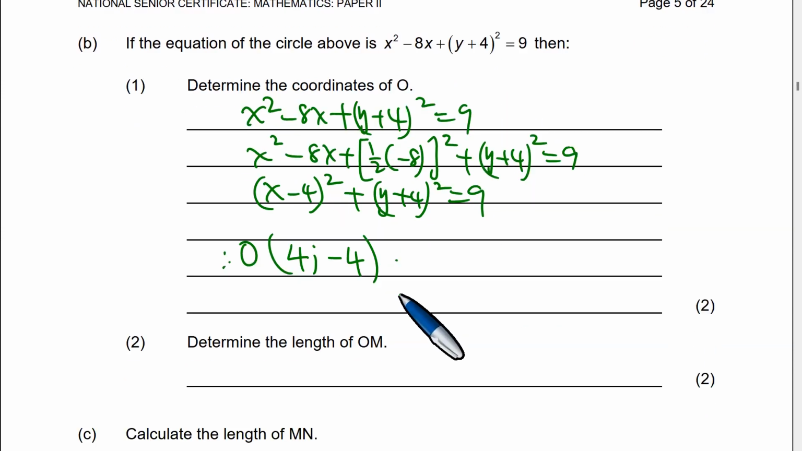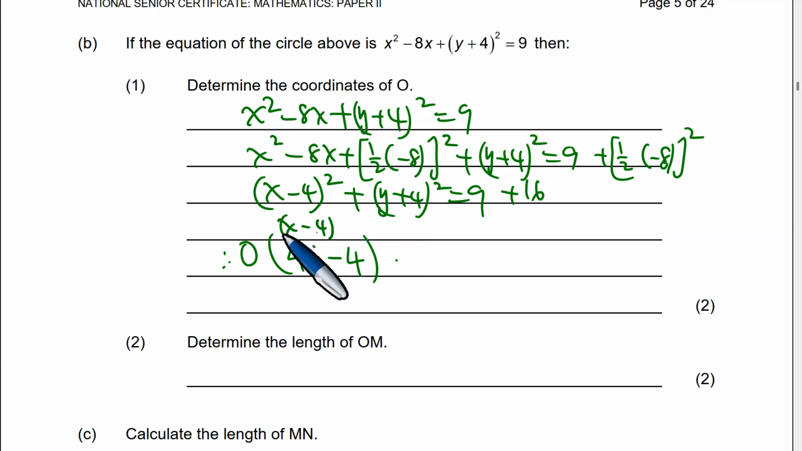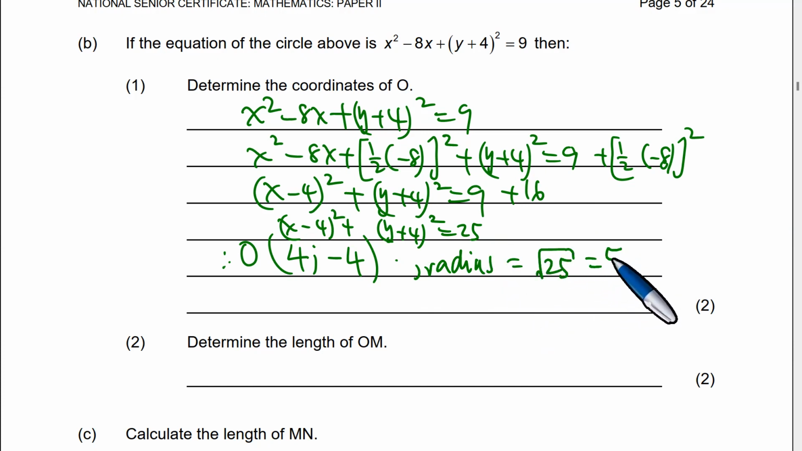If the examiner asks, look, we added half the coefficient of x on the left, we must add on the right also. So you'd have this. Half of minus 8 is minus 4, you square that is 16. That would mean that you have (x minus 4) squared plus (y plus 4) squared equals 25. What is the radius? It is the square root of 25, 5 units.